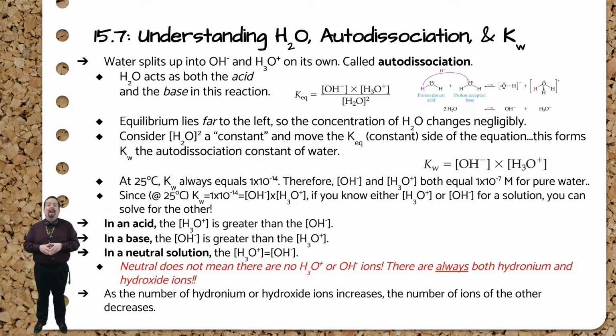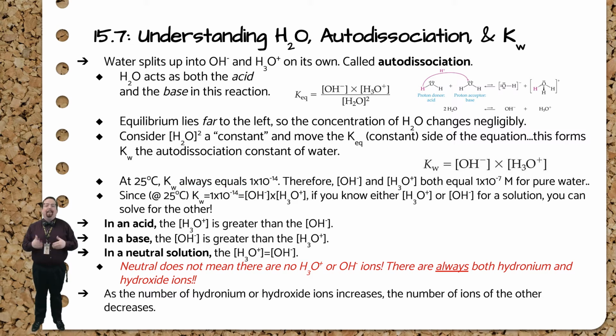Kw is equal to the concentration of hydroxide ions times the concentration of hydronium ions, and, like any other K we've seen, can change with temperature. For our purposes in this class, we're going to stick with these solutions at 25 degrees Celsius, where the Kw always equals 1 times 10 to the negative 14.